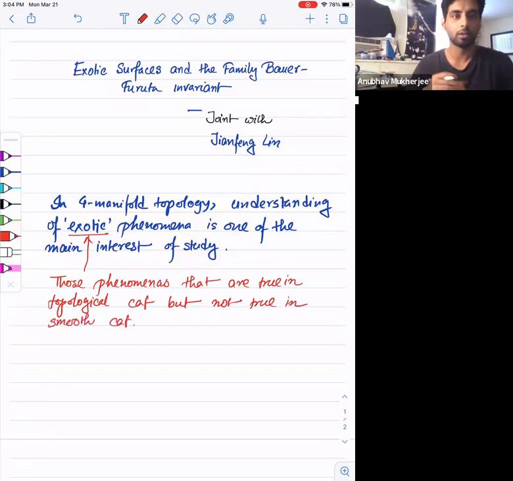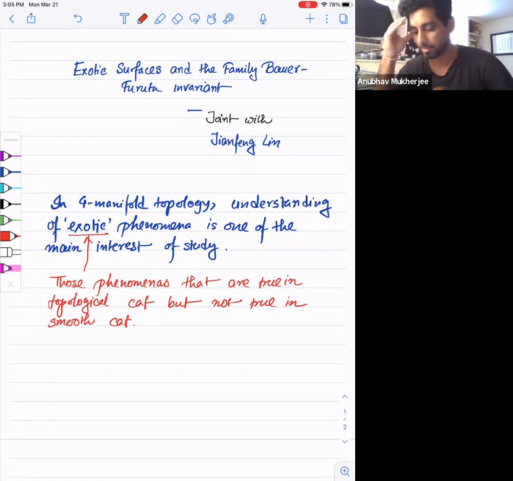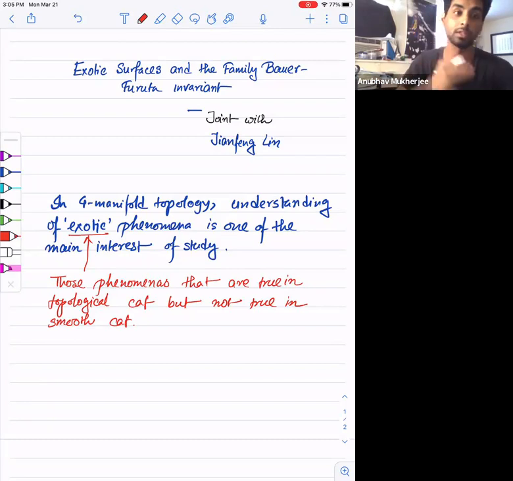This topological category versus smooth category dichotomy doesn't appear in dimension 2 and dimension 3. There is some great work that says that in dimension 2 and dimension 3, and definitely in dimension one, whatever is topologically true is most certainly true smoothly. So this is the lowest dimension where this kind of mysterious phenomena occur, and that's the reason four-manifolds are so interesting. Okay, so now what are these phenomena?